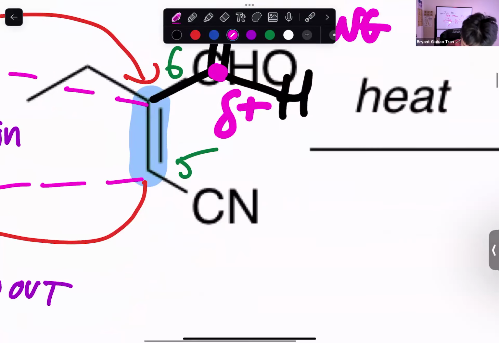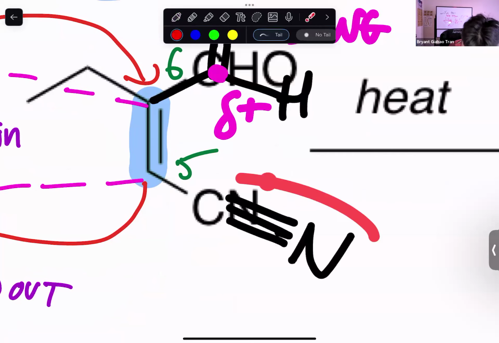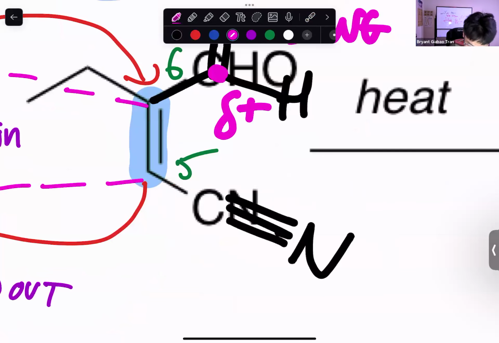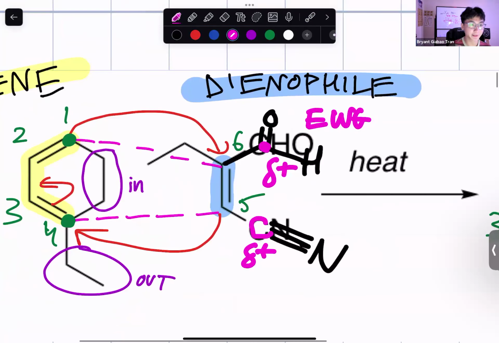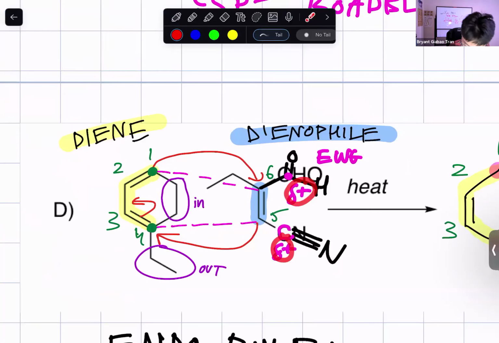Okay. Would this nitrile CN here be an EDG or EWG? This whole group here, would this be an EDG or EWG? EWG, right? Because the very first atom attached to the dienophile has a partial positive charge, making that an EWG. It wants to withdraw electrons. It wants to take electrons, right? Since it's missing electrons right now. Okay, so now we have two EWGs here.